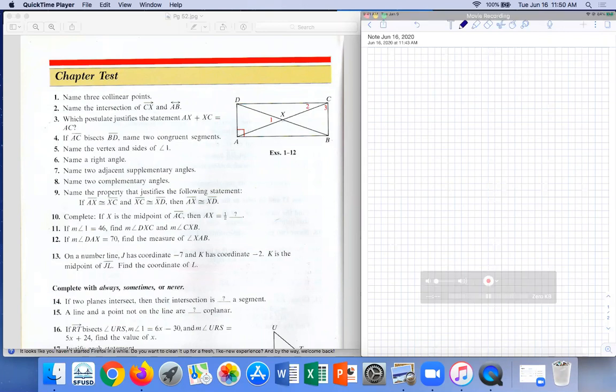Hello, you have probably just finished chapter one and are getting ready for a chapter one test. I will be going over the chapter test questions with you. It's a good way to review, to see what you already know and what you need to study. Chapter one has a lot of fundamental ideas, right? So it has a lot of concepts.